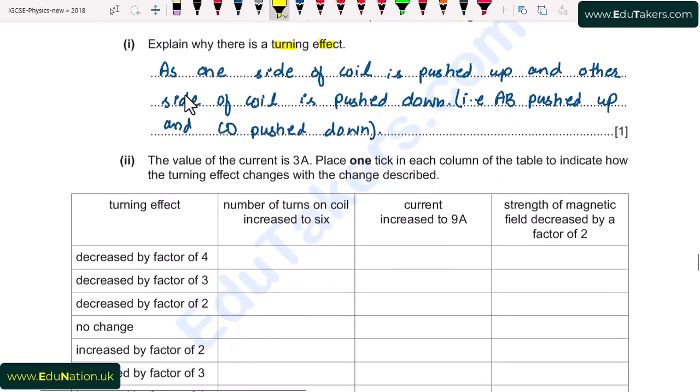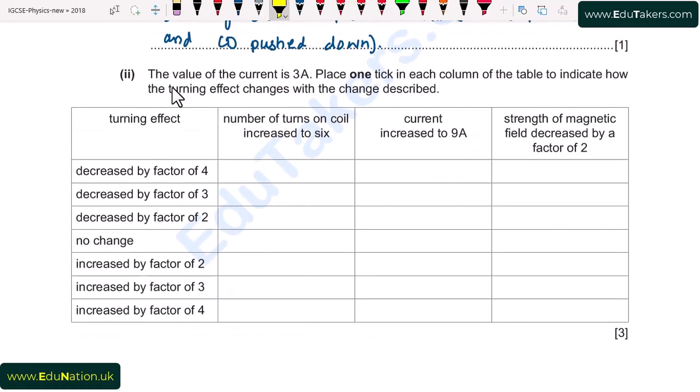Part 2. The value of the current is 3 ampere. So first of all, the value of current is 3 ampere. Place one tick in each column of the table to indicate how the turning effect changes with the change described. So in the first column there are the values of turning effect. In the second column the number of turns is changed. In the third column the current is changed, while the last column is associated with the change in magnetic field.